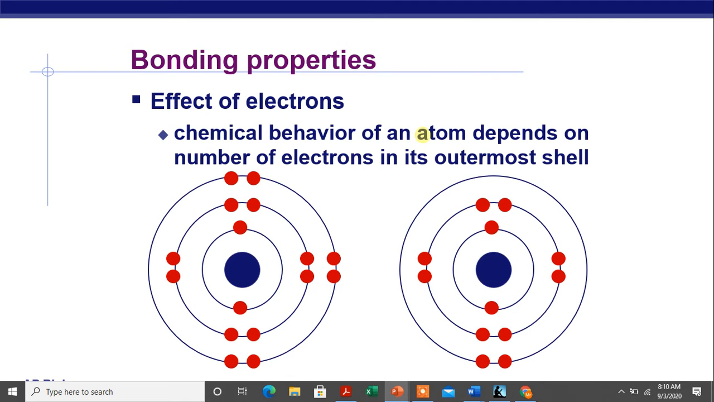So why that's important is that all chemical behavior of an atom, its reactivity, depends on the number of electrons in its outermost shell. This one has 8. So it's going to behave very differently. This one has 6. So it's going to behave very differently from this one that has 2 in its outermost shell.